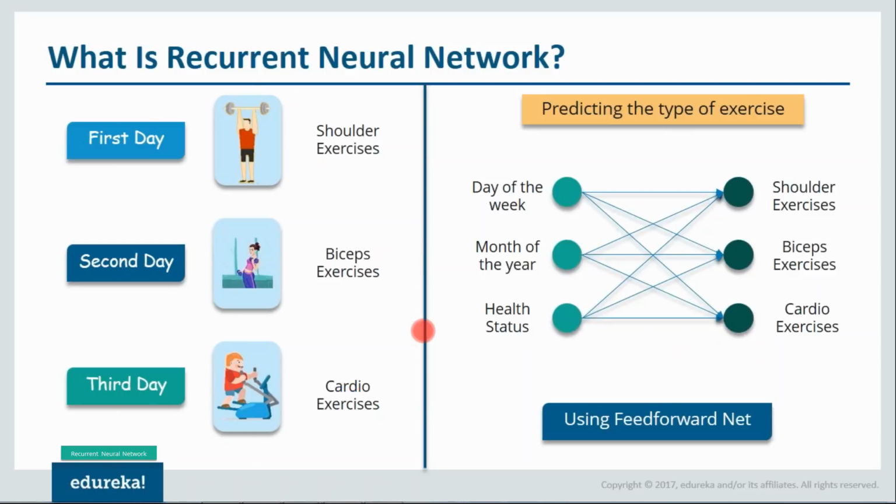Now what happens when we use a feed-forward network for predicting the exercise today? We'll provide inputs such as day of the week, month of the year and health status. And we need to train our network on the exercises that we have done in the past. After that, there'll be a complex voting procedure involved that will predict the exercise for us. And that procedure won't be that accurate. So whatever output we'll get won't be as accurate as we want it to be.